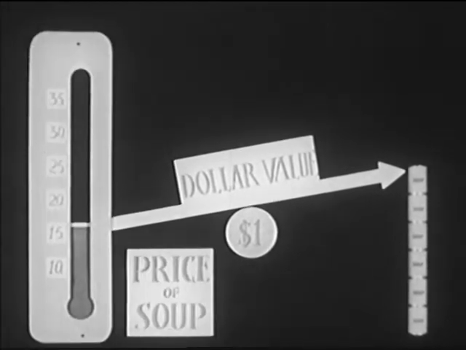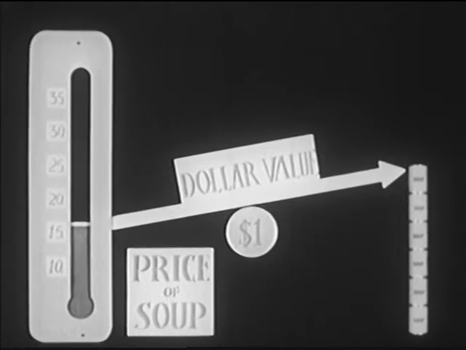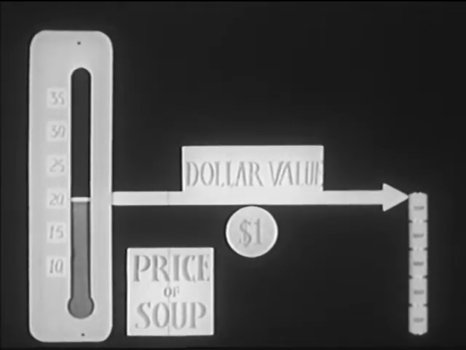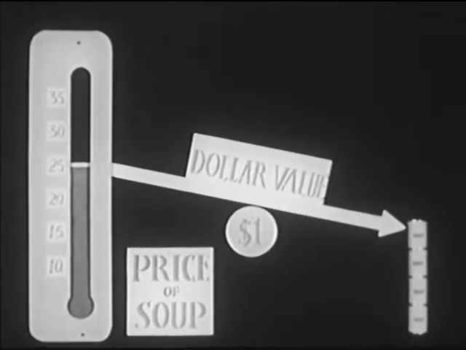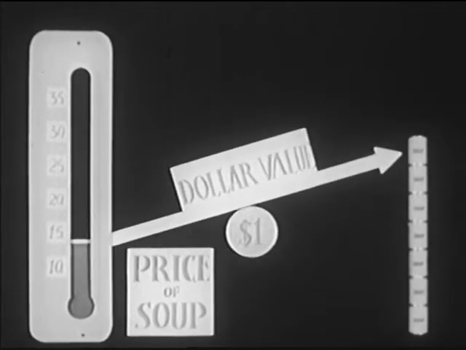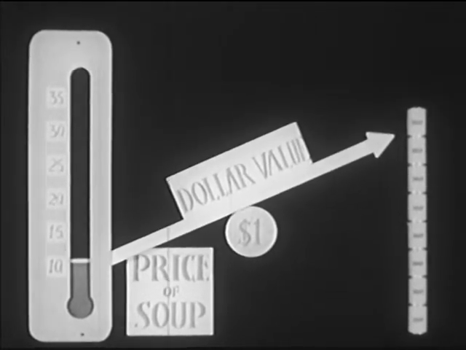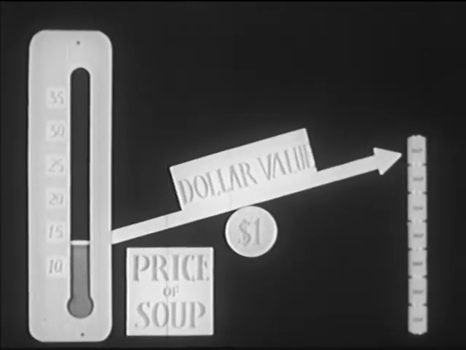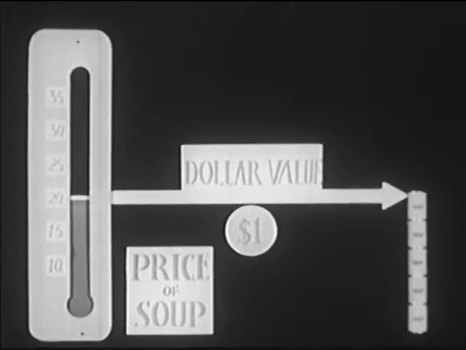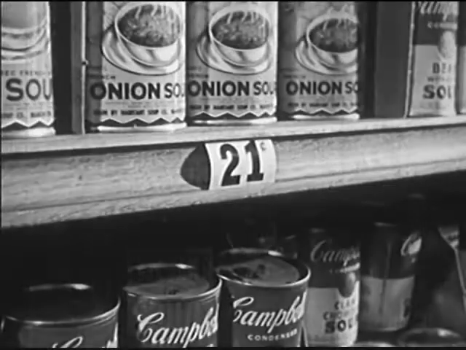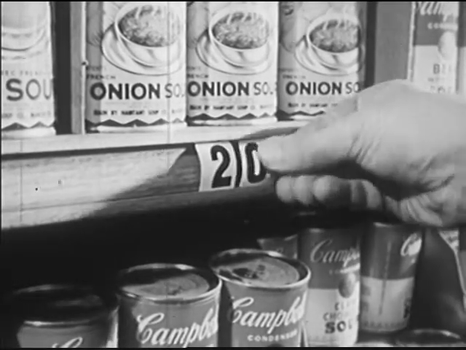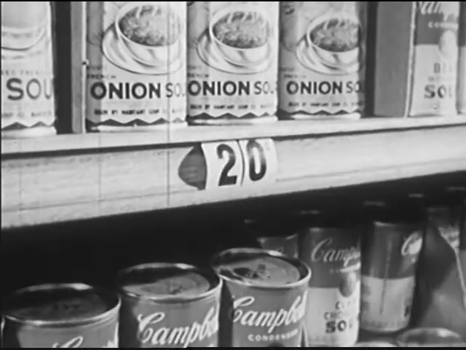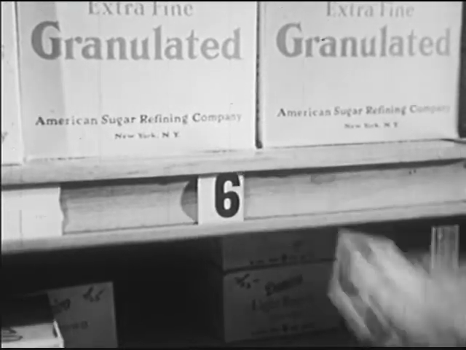Thus, the price of soup determines the value of a dollar in respect to soup. As the price goes up, what the dollar will buy goes down. And as the price goes down, what the dollar will buy goes up. So we say the value of the dollar is inversely related to prices. Now, of course, the price of soup is only one price. The day the price of soup goes down, the price of sugar may go up.